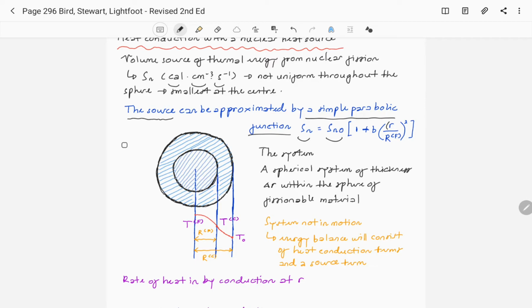What we mean by parabolic is that it has a form where r is raised to 2. So at r equals 0, Sn will be equal to Sn0. In that case, it will be smallest at the center of the sphere. Here Sn0 is defined as the volume rate of heat production at the center of the sphere, and b is a dimensionless positive constant.